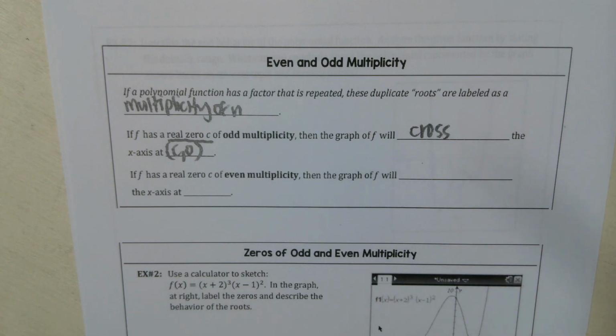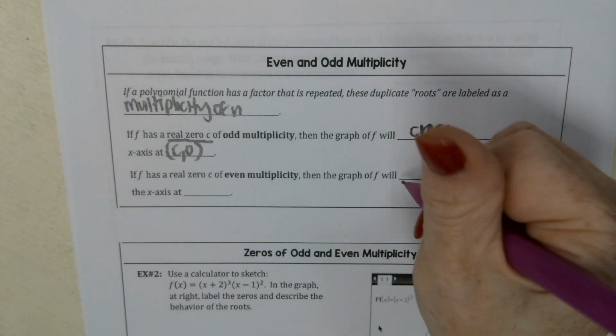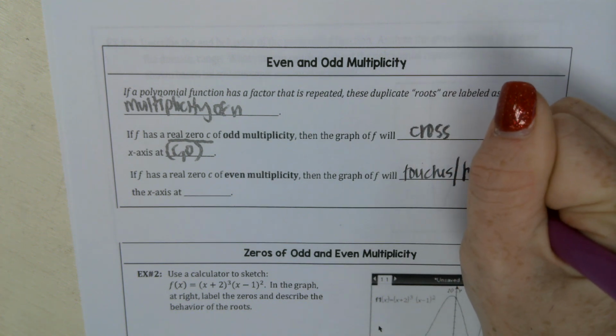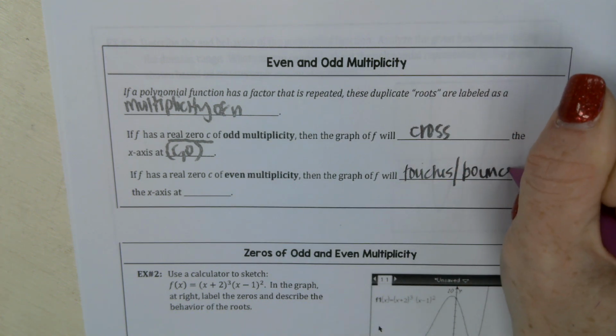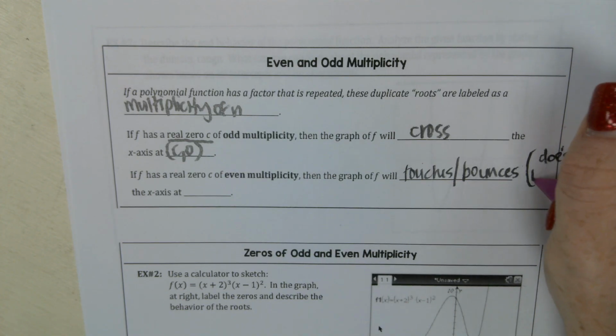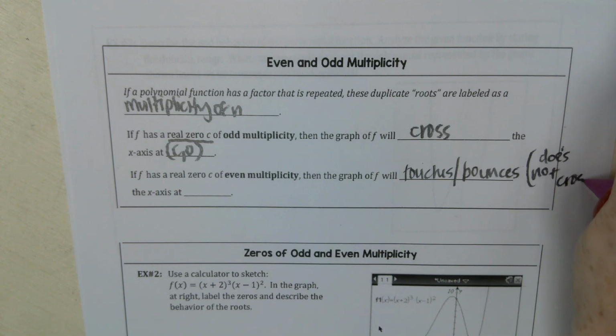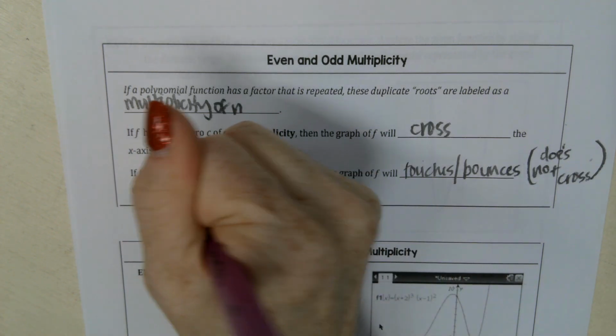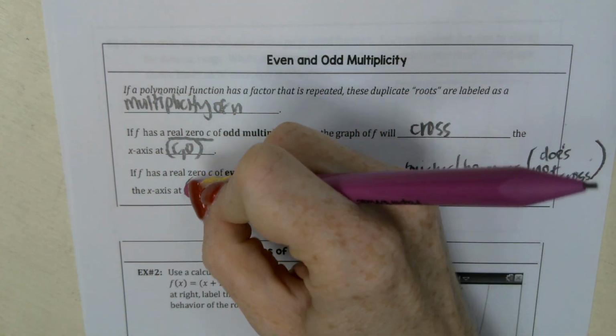What is it going to do if it has an even multiplicity, though? It bounces, yeah. So I'm going to say that it touches / bounces, but that it does not cross. Okay? It doesn't actually go through it. It just kind of butts up to it at whatever that ordered pair is. Okay?